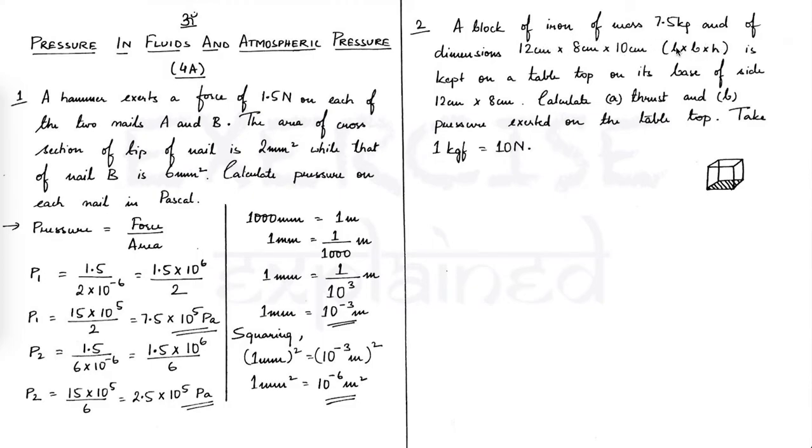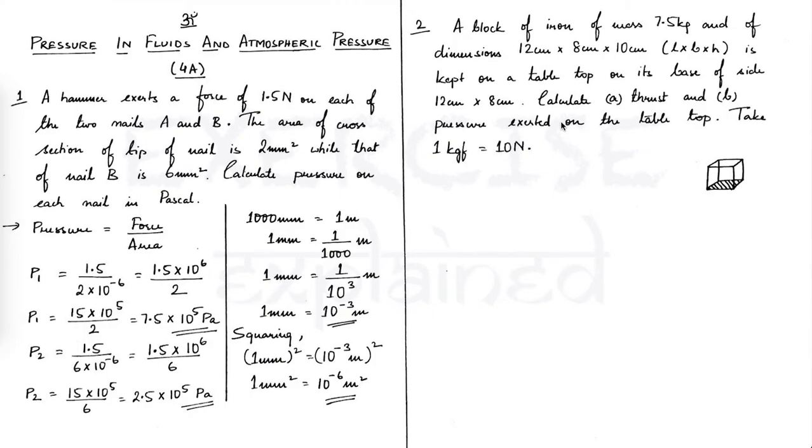This L into B into H will not be given in the exam paper. The only thing which would be given in the exam paper is the three dimensions. That is, the first one should be length, the second one should be breadth, and the third one should be height. Is kept on a table on its base of side 12 centimeter into 8 centimeter. So here this is the base, length into breadth will give you the base, so that is 12 centimeter into 8 centimeter. We need to calculate thrust, that is the first part, and B, the pressure exerted on the tabletop.